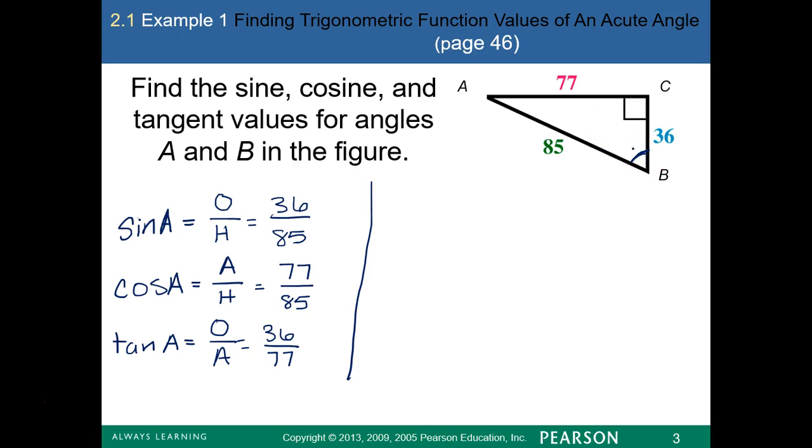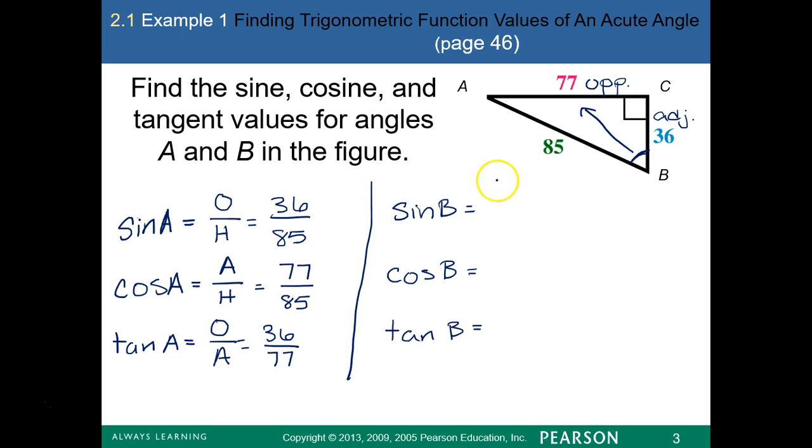Now our opposite for angle B here is 77, and our adjacent is this 36. So this is our opposite, and this is our adjacent now. Okay, so we're going to find sine of B, cosine of B, and tangent of B.